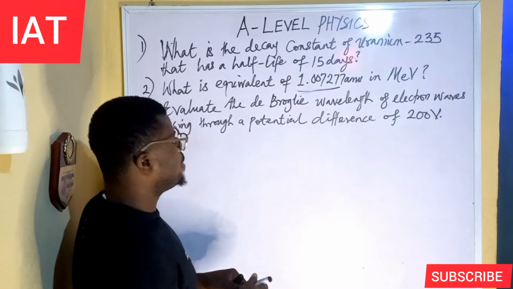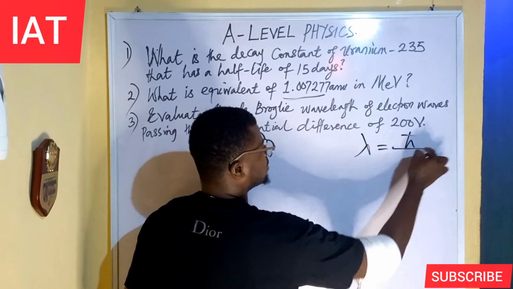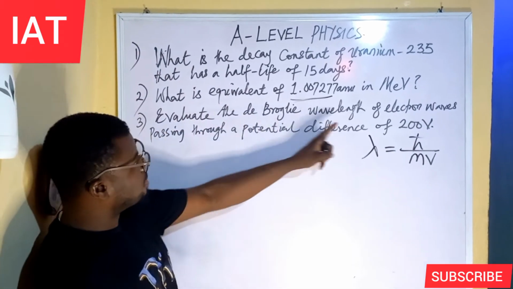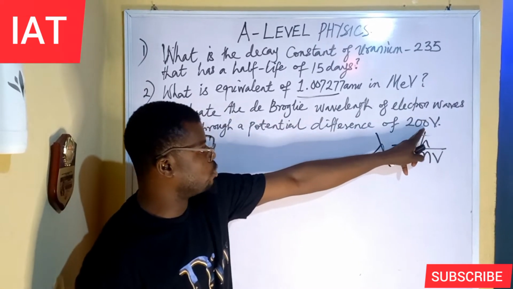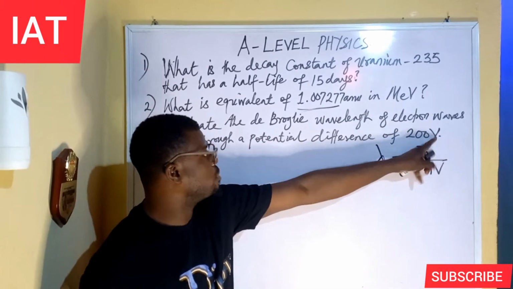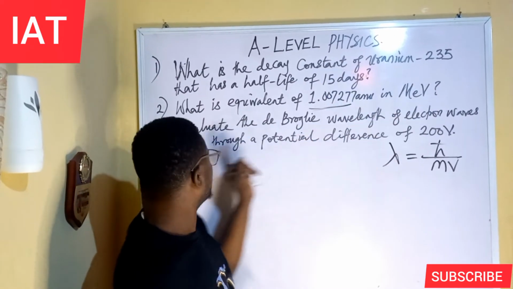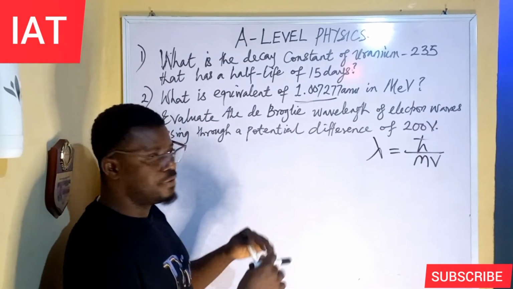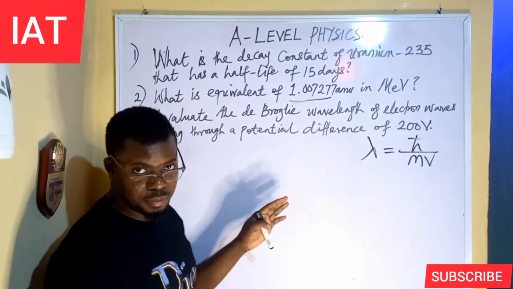If you check the de Broglie wavelength, we have Planck's constant over mass times velocity. But in this question, you can see that we don't have velocity. This is volt, 200 volts for potential difference of voltage. And for the wavelength of electrons, that means we need to make some calculations. If I go through the details, it will take more time. I intend to make this video not more than 3 minutes.